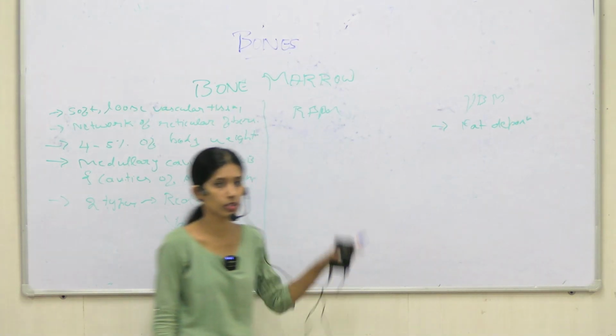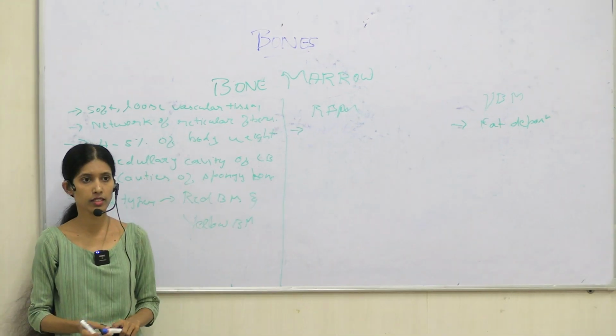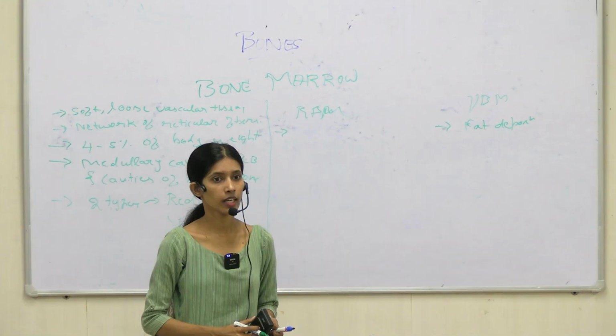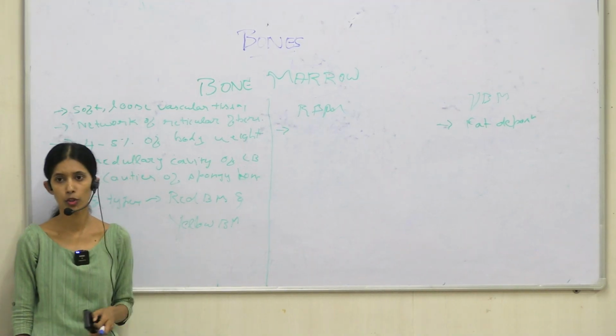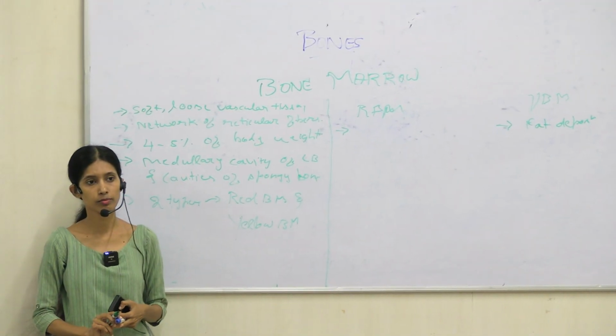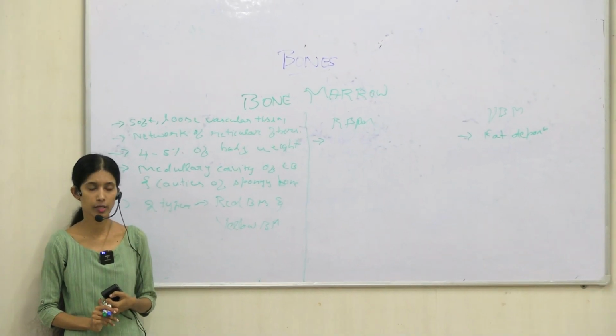Okay, what about red bone marrow? Why is it given the name red? Erythropoiesis takes place in the red bone marrow. What do you mean by erythropoiesis? Formation of red blood cells.